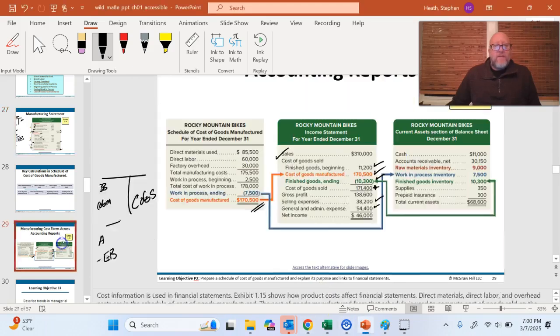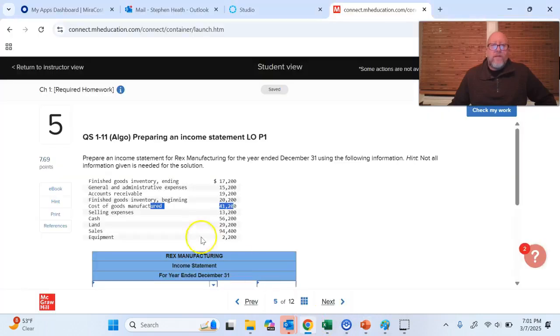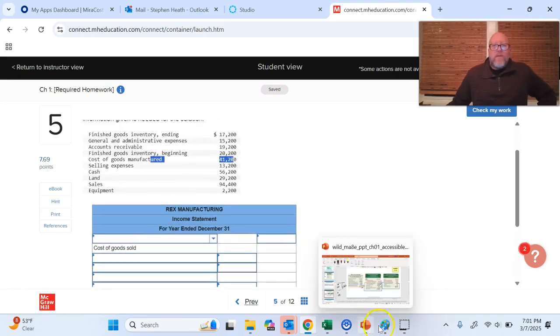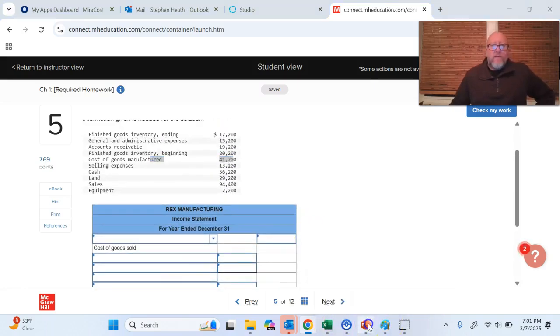In this schedule on slide 29, they are breaking out cost of goods sold by reconciling the finished goods inventory account. Okay. And so in our homework question, they're just simply giving us cost of goods sold. We don't have to derive that by reconciling the finished goods inventory account. But again, when we're dealing with a manufacturing company, I'm going to go back to the slide.